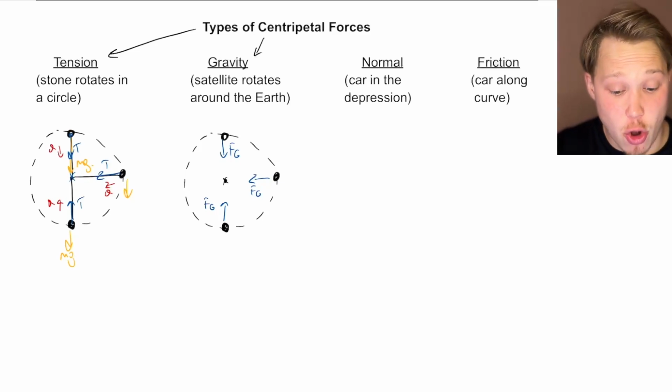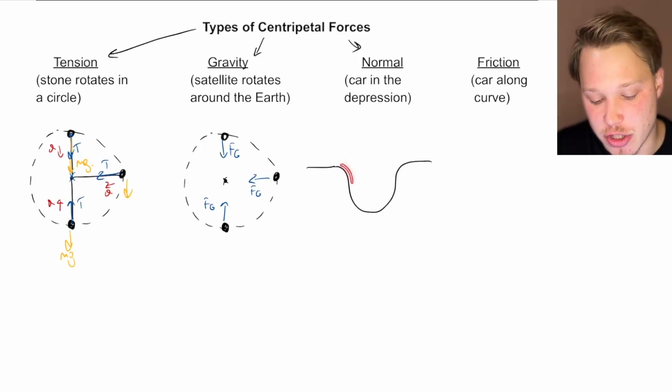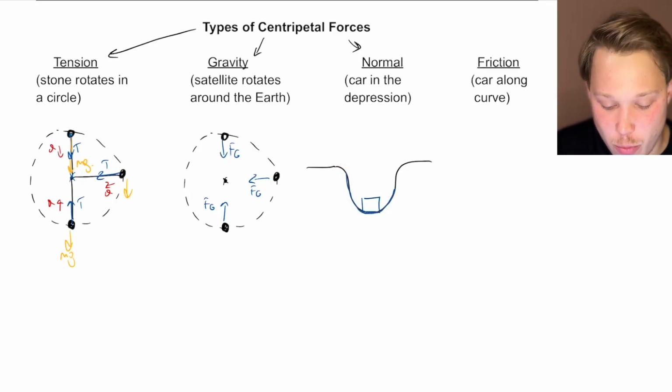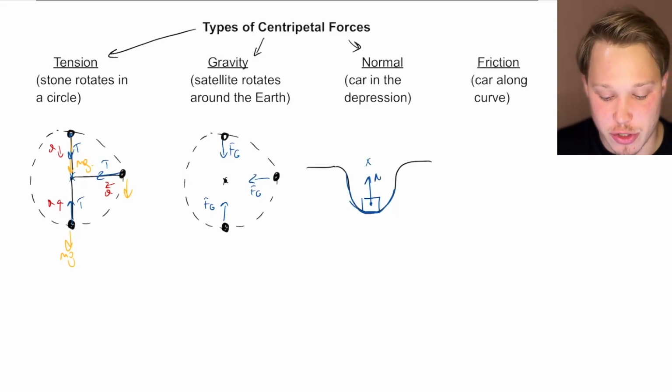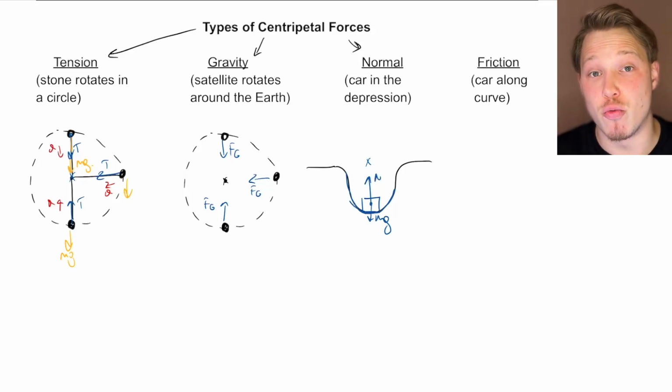Normal force can also be a centripetal force. So let's say you have a car that is driving in a depression, meaning basically it is driving into a hole. Over here, when this car is moving in a circle, the normal force here is pointed to the center of the circle. So the normal force from the road is what makes it rotate in a circular motion.